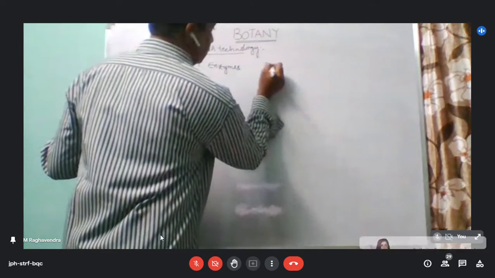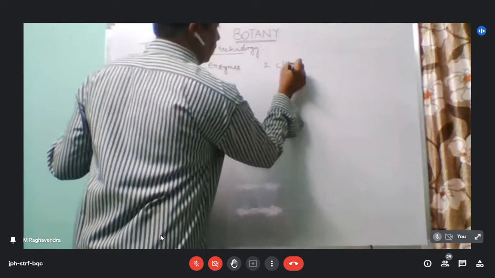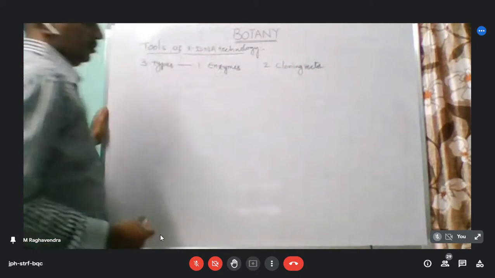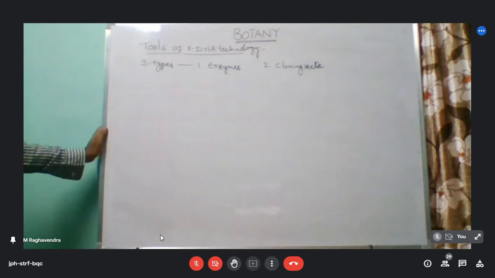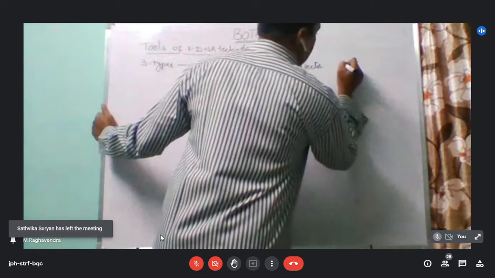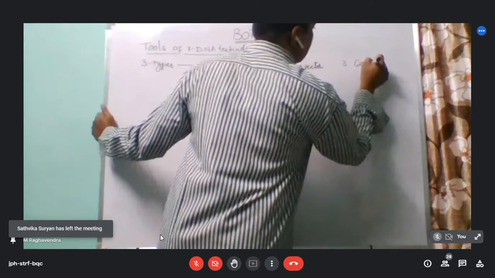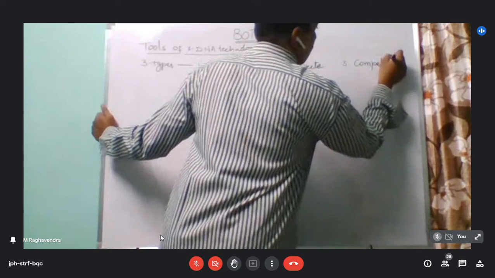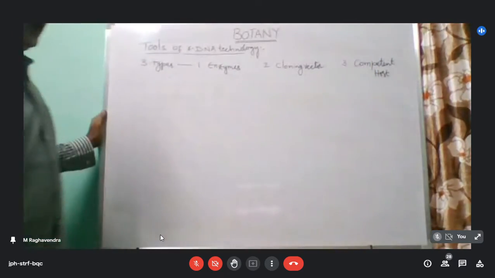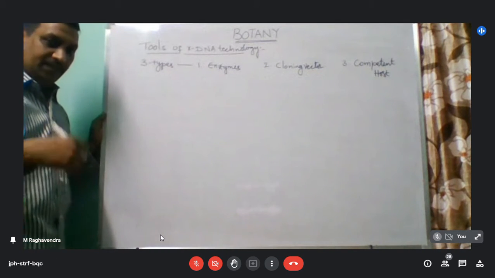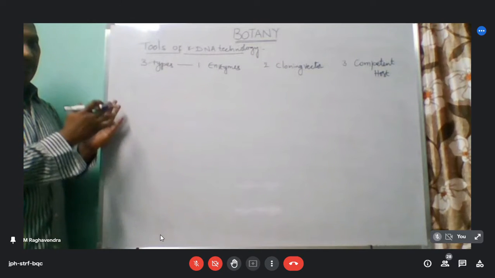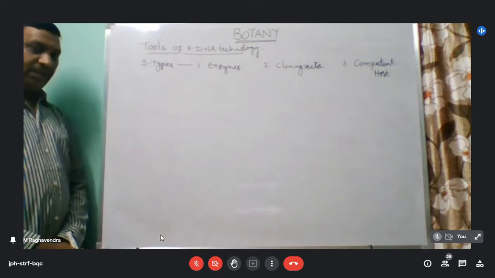Second, cloning vector, or generally we can call it vector, or a cloning vector. The third one is competent host. Competent means accepting. We studied yesterday the basic steps in rDNA technology.